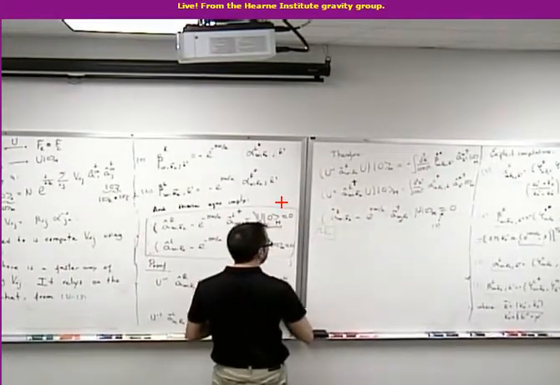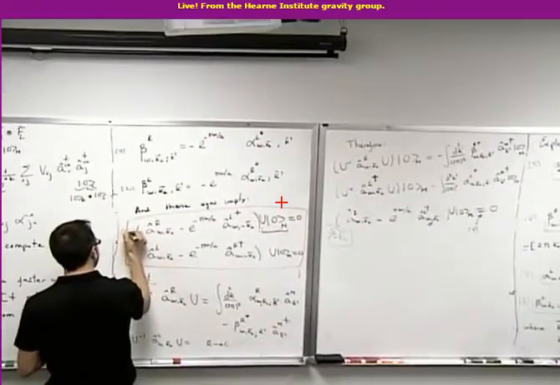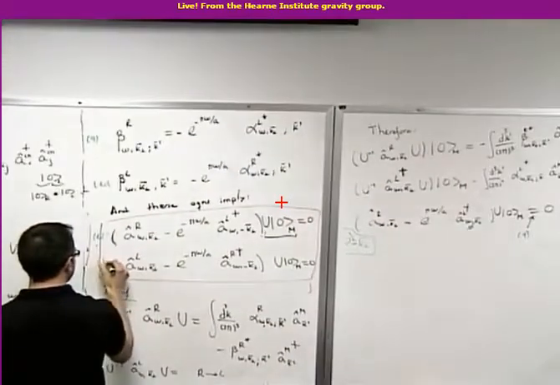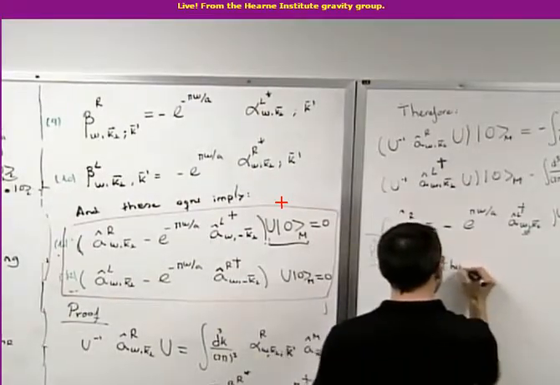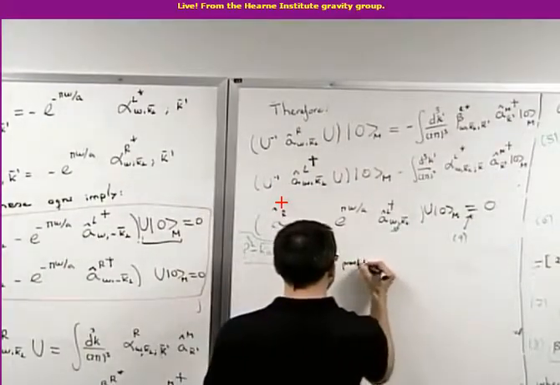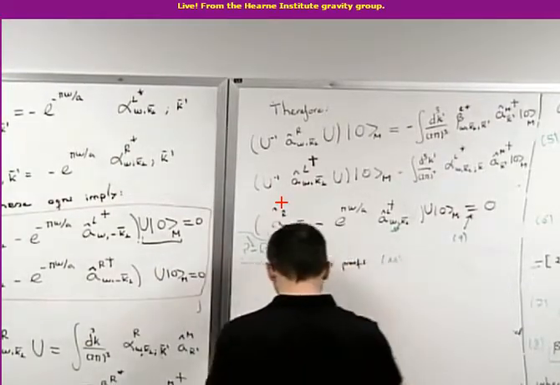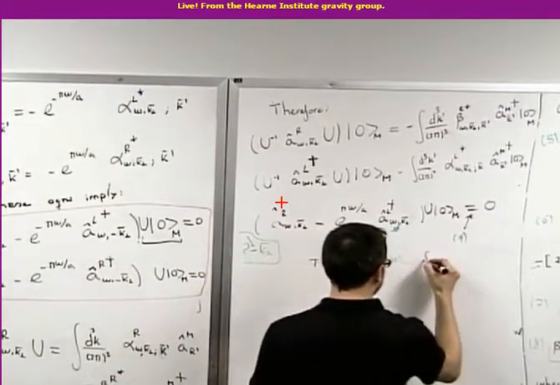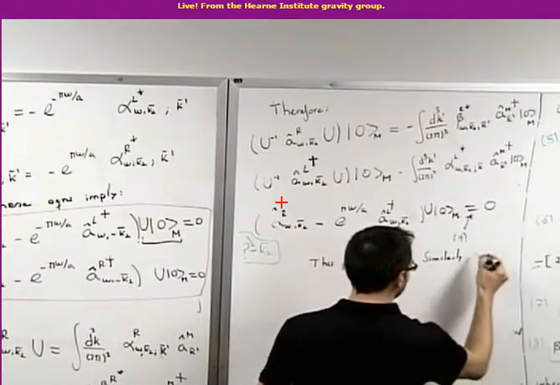So if you want, this was 11, and this is 12. The statement is that this proves 11, and similarly 12.